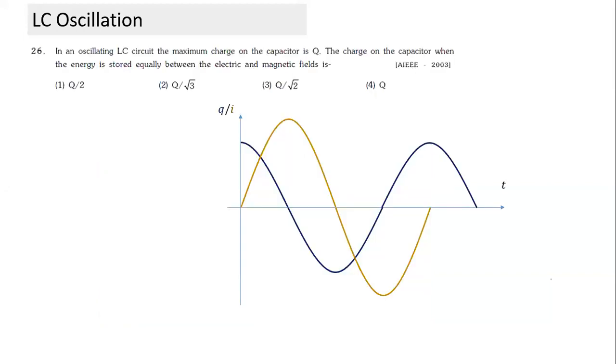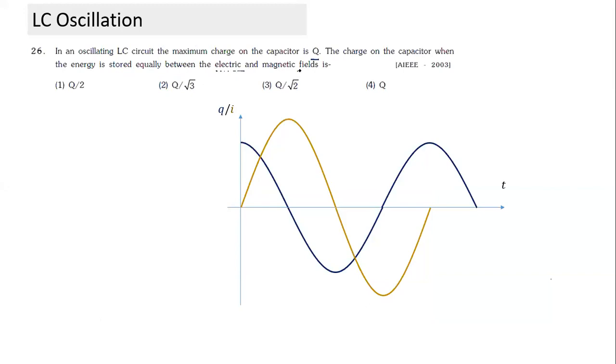Okay, let's look at some applications of the same. In case of LC oscillation, the maximum charge on the capacitor is Q. What is the charge on the capacitor when the energy stored is equally divided between electric and magnetic field?